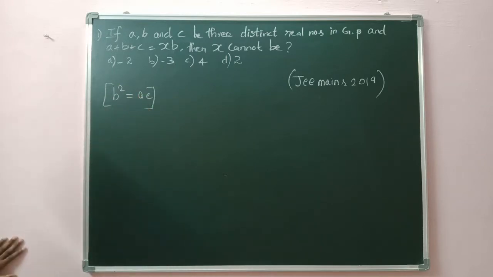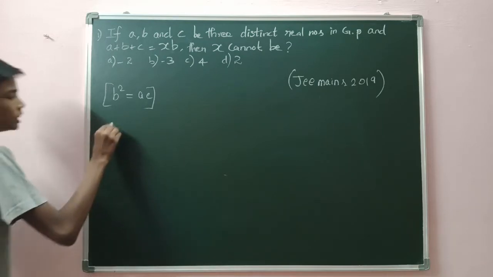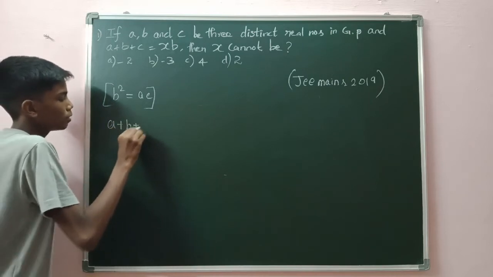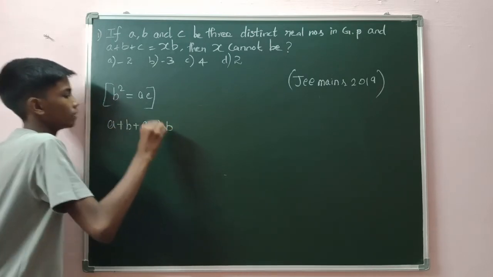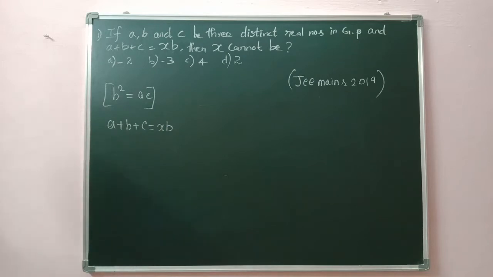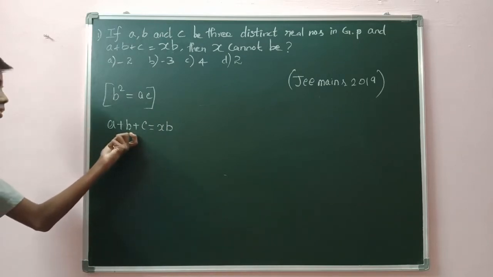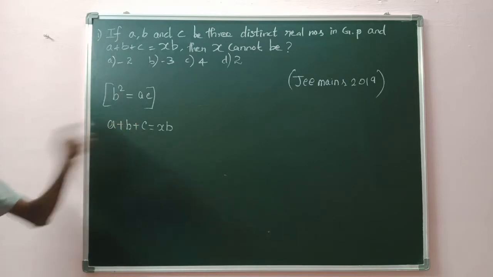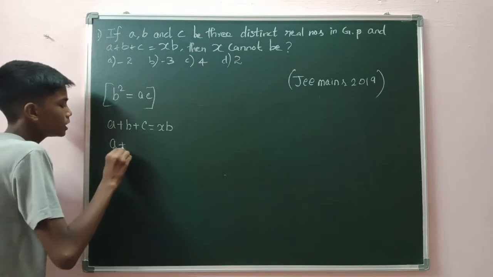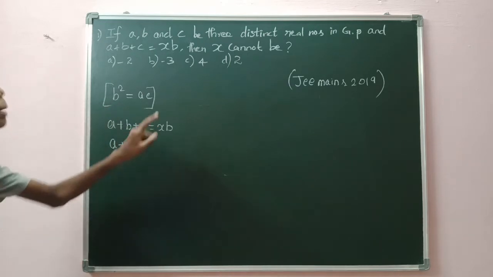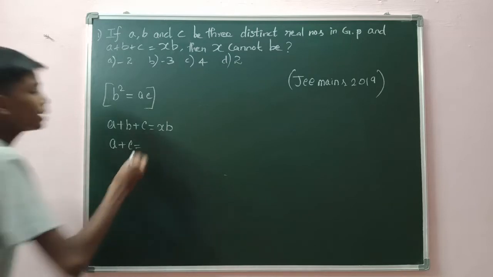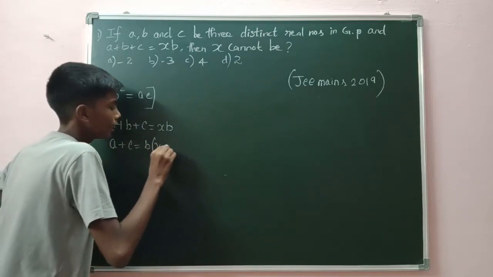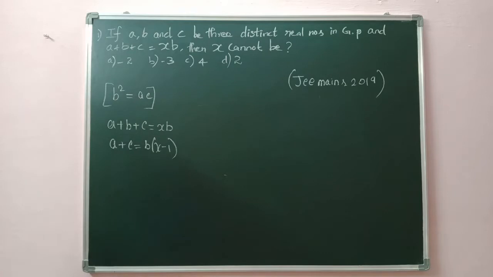Now people, in the question it is given that A plus B plus C is equal to XB. So now, what I am going to do is, listen very carefully, I am going to take this B to the RHS. In the LHS I am having one B, right? I am going to take it to the RHS. When I take it, I will get A plus C is equal to XB minus B. XB minus B, take B common, then you will get B into X minus 1.